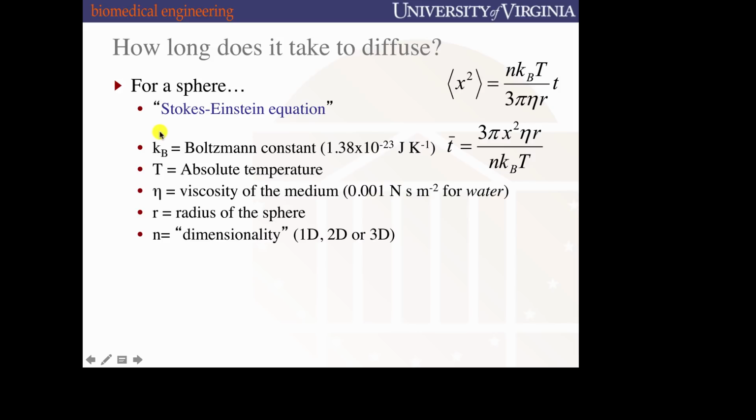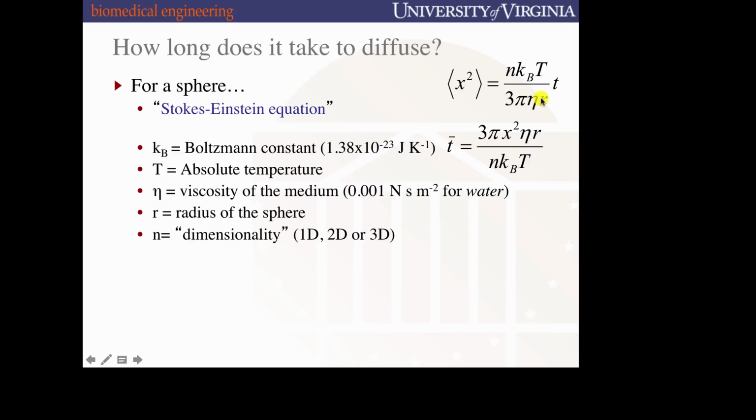KBT is the Boltzmann's constant, right? Which is a relationship between the amount of energy per unit temperature, and then times the temperature, the absolute temperature in Kelvin. In the denominator, we have 3 pi, and we have 2 other variables. One is the viscosity of the medium. Obviously, a particle diffusing in water will diffuse much faster than in a more viscous material like, say, molasses or honey. R then is also the radius of the sphere.